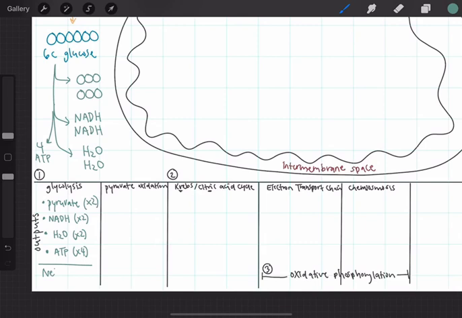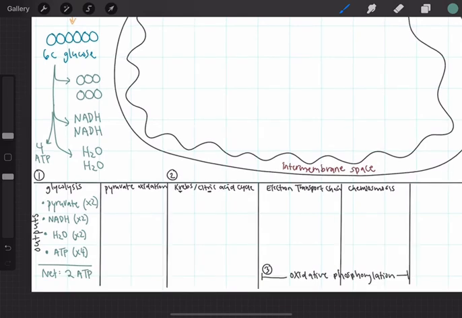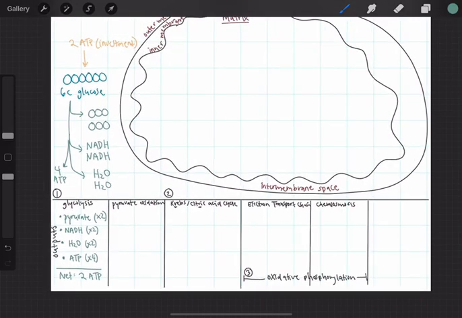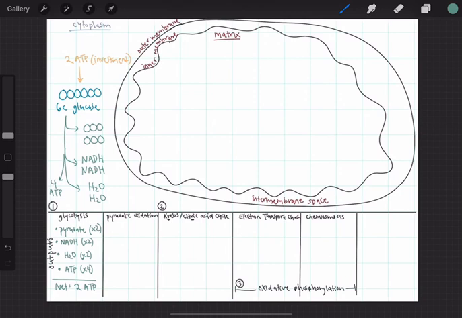So the net ATP is 2, since we created 4, but 2 was invested to get this process started. Now we have these 2 pyruvate molecules that we're going to follow into the mitochondria.